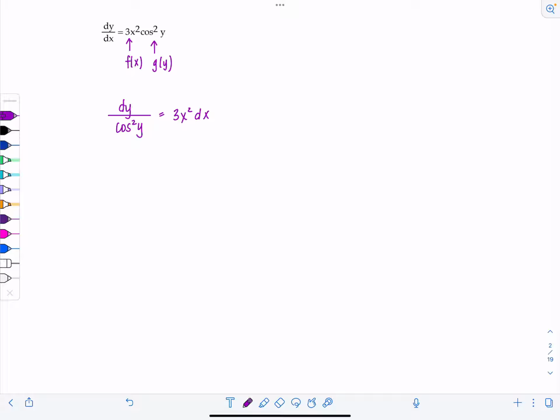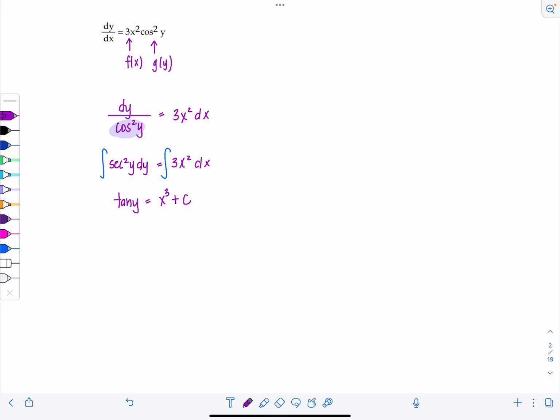Before I integrate, I'm thinking ahead, people. Cosine squared y in the denominator, I can write that as secant squared y, and whew, that's easy to integrate, equals 3x squared dx. Okay, now let's integrate both sides. So antiderivative of secant squared y? Tangent y, very good. Antiderivative of 3x squared is just x cubed plus c.